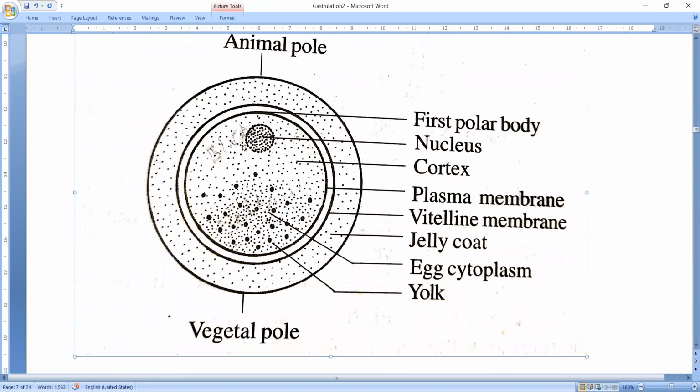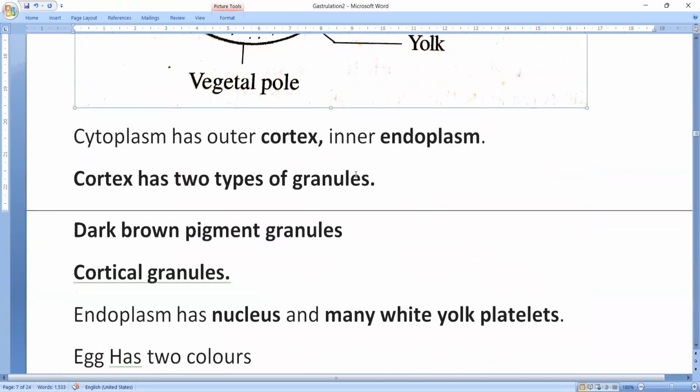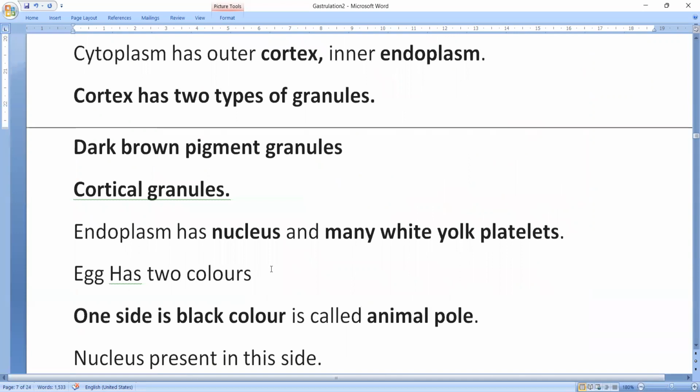Yeah, this is the actual ovum, the nucleus. The peripheral part is the cortex. Here, this part with the black dots is yolk, located towards the vegetal pole, and the outermost part is the jelly coat. The cortex has two types of granules: dark brown pigment granules and cortical granules. The endoplasm has the nucleus and many white yolk platelets. Having yolk platelets is also an important feature of the frog's egg.